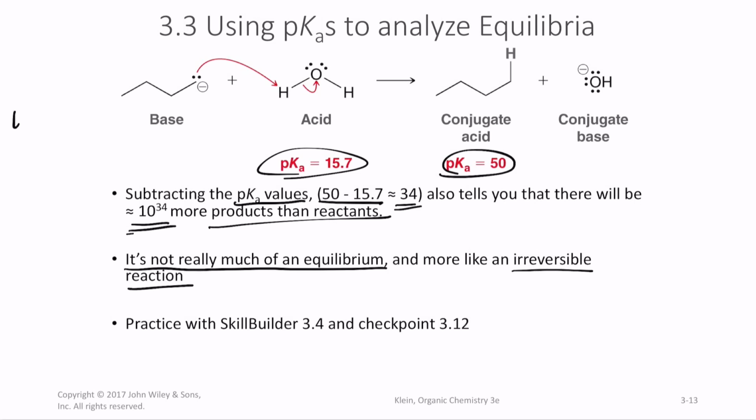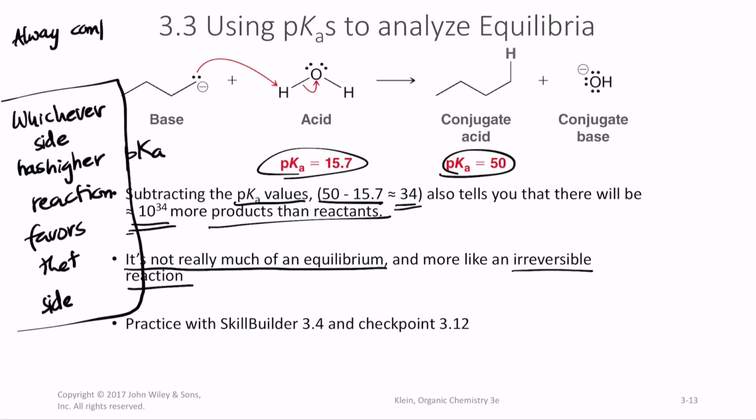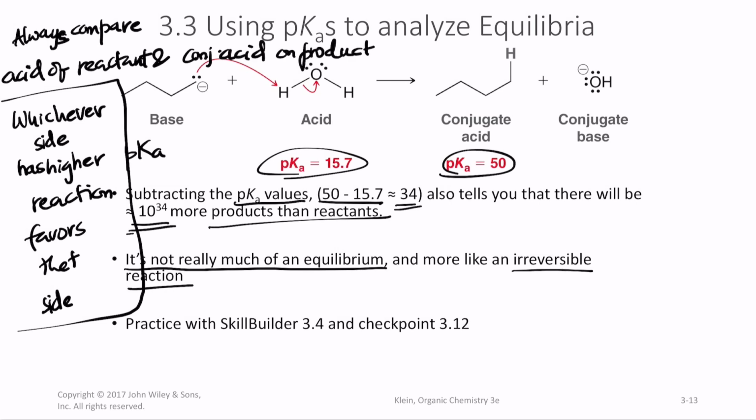Whichever side has the higher pKa, the reaction favors that side. Right, so this is the main important point: by using pKa values, you compare the acids, and always compare the acid on the reactant side and the conjugate acid on the product side. This is the main rule by which we determine whether the equilibrium goes to one side or the other side.